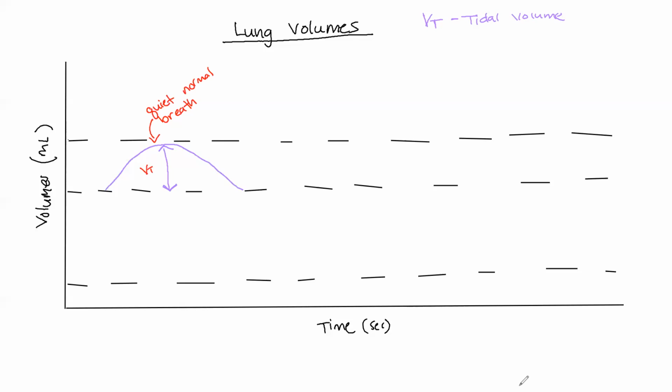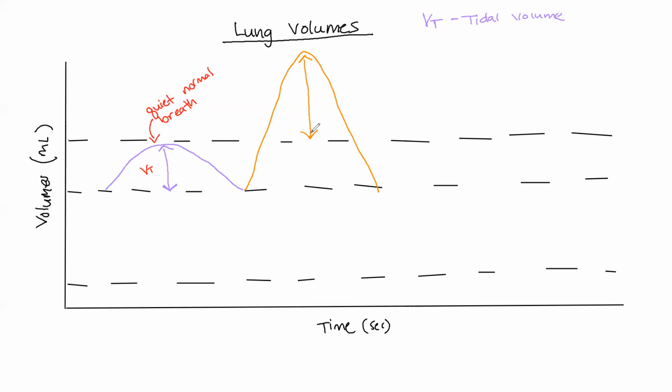The next volume that we'll look at is the inspiratory reserve volume. Okay, the inspiratory reserve volume. Let's use another color here. Okay, so our inspiratory reserve volume is the amount of air that we can inspire on top of our tidal volume. So we're not going to include tidal volume. It's going to be the amount of air we can breathe in on top of our tidal volume. So just this bit here.